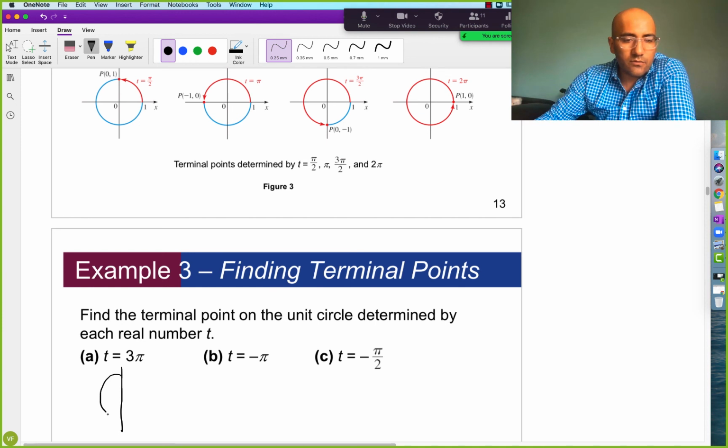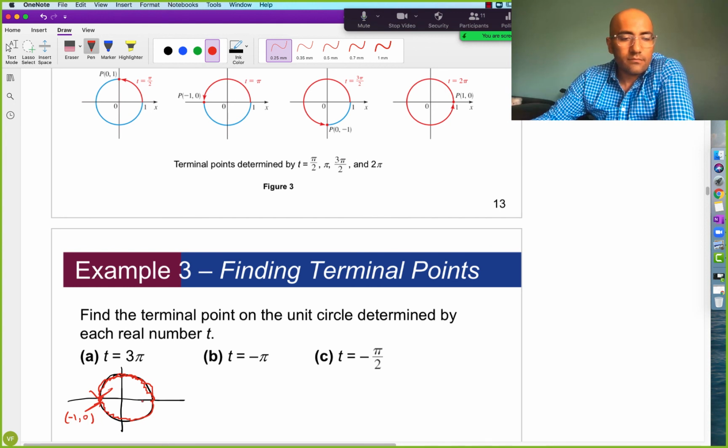Man, I can't draw circles. Okay, let's say that that's the unit circle. If you're traveling along the unit circle, from there to there is pi. Traveling all the way to there, that's 2 pi. And then you keep going until you end up there. So we end up with the point (-1, 0). Good?